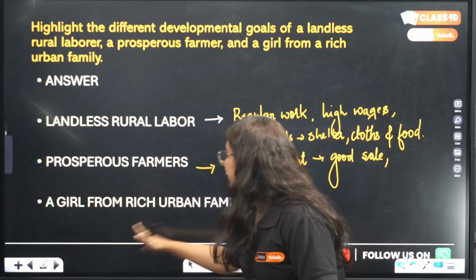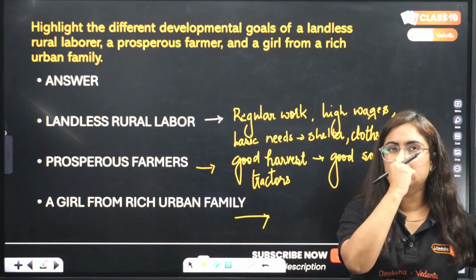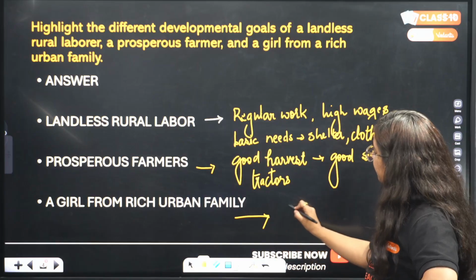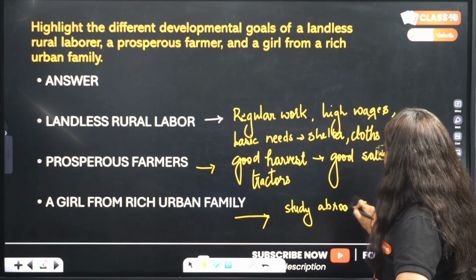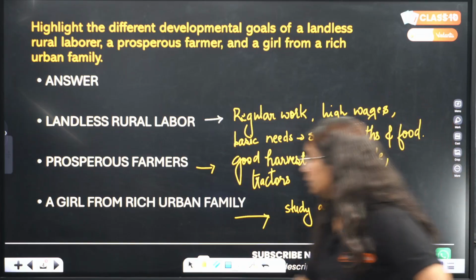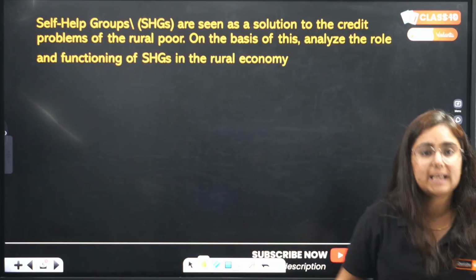Okay, a girl from a rich urban family. A girl from a rich urban family might be thinking to go study abroad. So every person has different developmental goals, we know that, and the question was super easy.